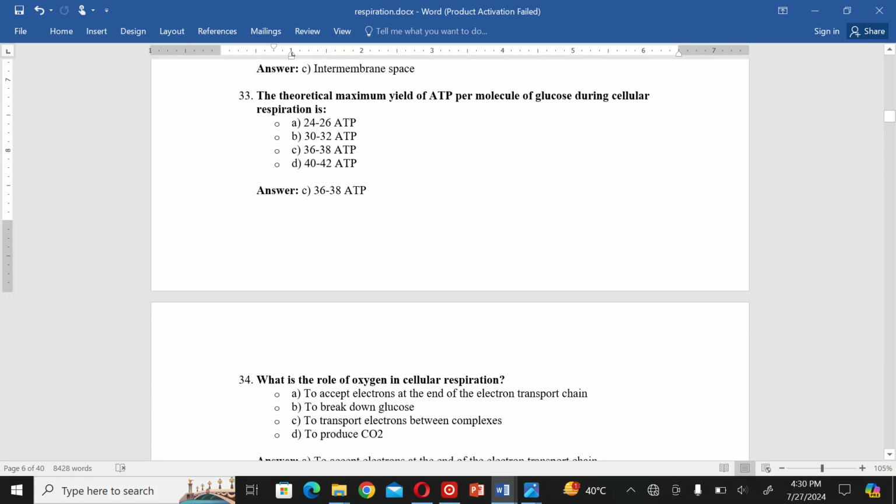The theoretical maximum yield of ATP per molecule of glucose during cellular respiration is A. 24 to 26 ATP, B. 30 to 32 ATP, C. 36 to 38 ATP, and D. 40 to 42 ATP. So the correct option is C.